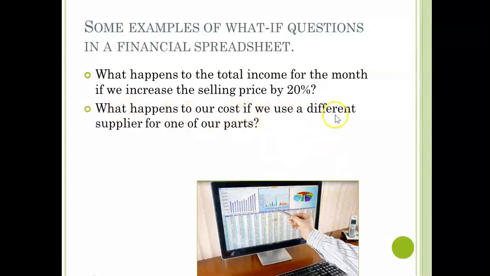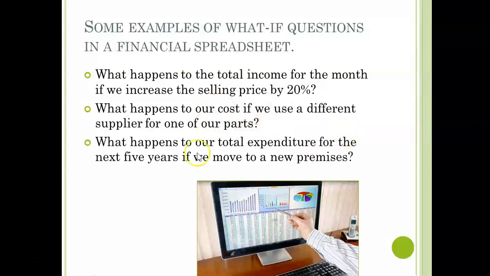What happens to our cost if we use a different supplier for one of our parts? You can also test this out. And what happens to our total expenditure for the next 5 years if we need to move to a new premises? Maybe the new premises has different rents, etc. So you can change the rental value and see what your expenditure will be for the next 5 years. So these are examples of what-if questions in a financial spreadsheet.